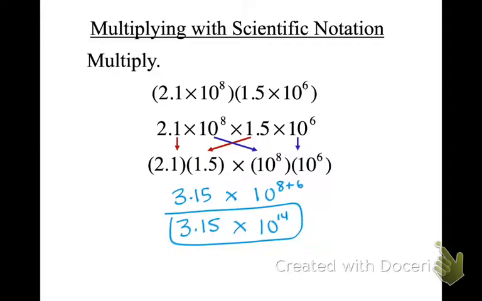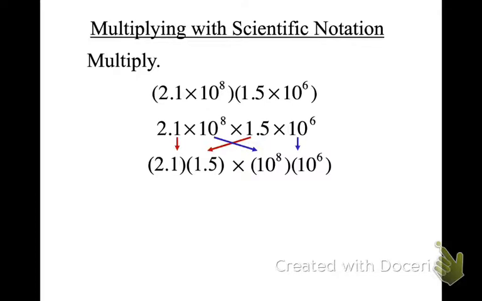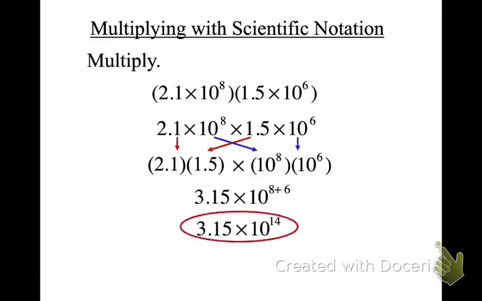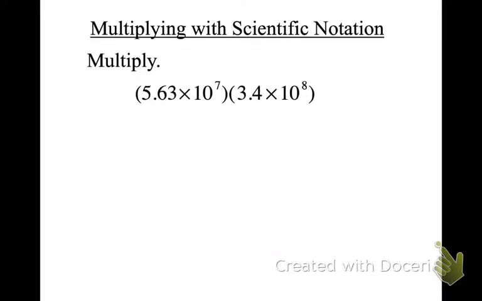Now, the biggest issue here is when they say multiply in scientific notation, you need to finish in scientific notation. And many times, this number is not in scientific notation. Okay, so let's take a look at some problems where we'll see that. Right away, I'm noticing 5.6 times 10 to the 7th times 3.4 times 10 to the 8th.